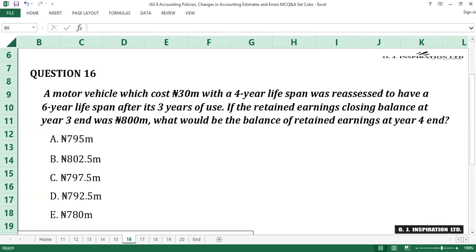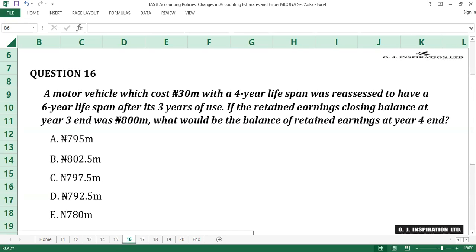Question number 16. The answer to question number 16 is C, 797,500,000 naira, or 797.5 million naira. Revision of depreciation charge is a change of accounting estimate, and this is prospectively applied. This means that the effect of the change is reflected in the current period and into the future periods where applicable. At the end of year 3, the carrying amount of the motor vehicle was 7,500,000 naira.